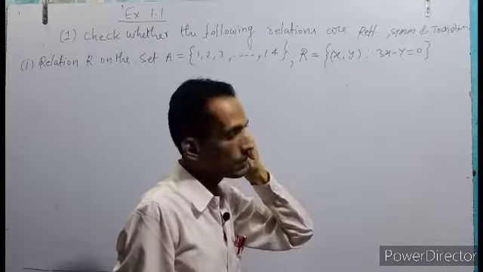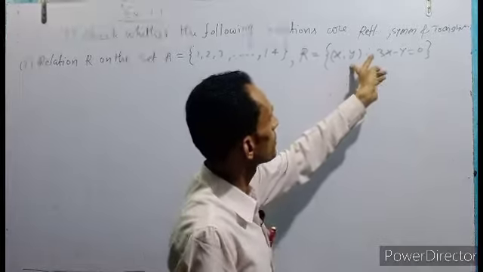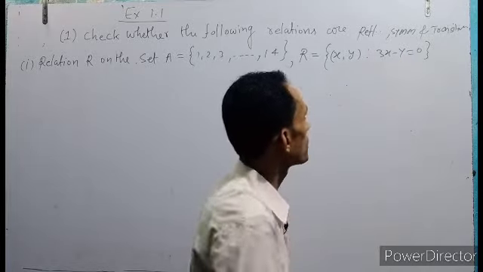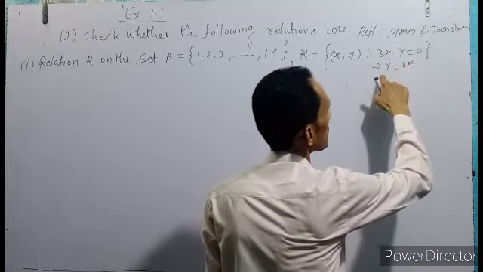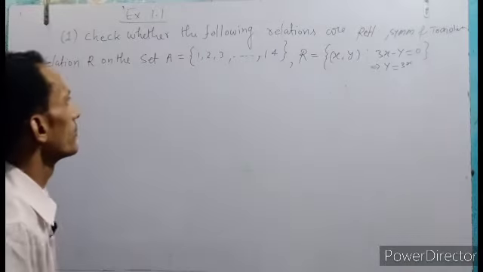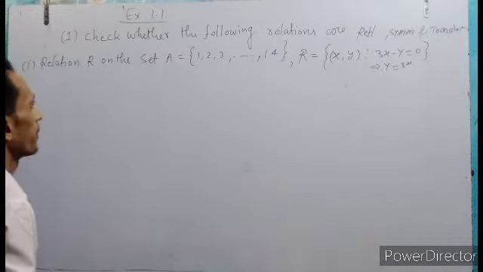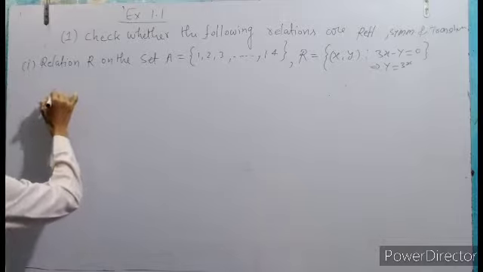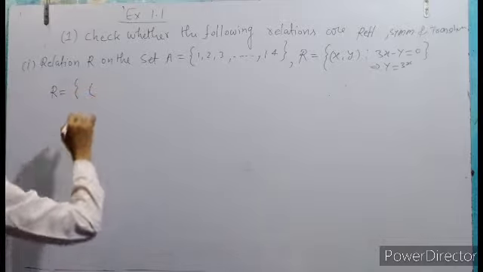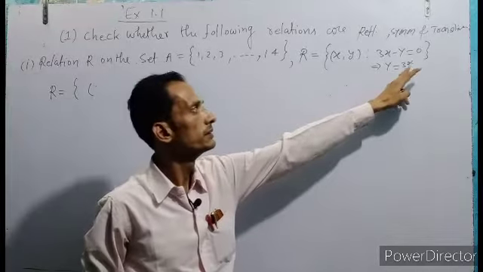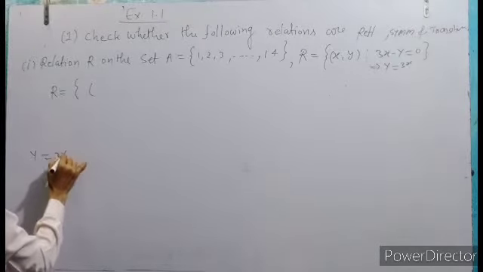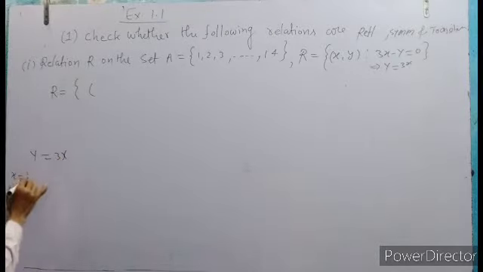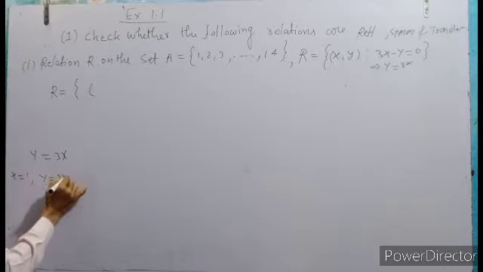And what relation is there between x and y? How are they associated to each other? 3x minus y equal to 0, which means y equal to 3x. You can say y is 3 times x. So if we put y equal to 3x, at x equal to 1, what will y be? y equal to 3 into 1, that is 3.